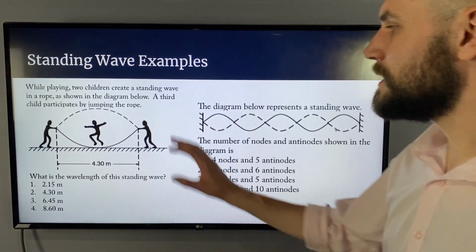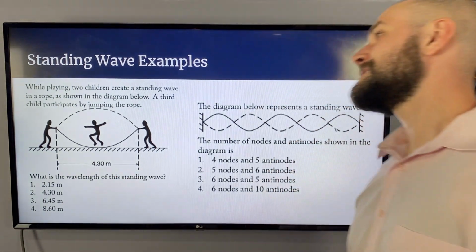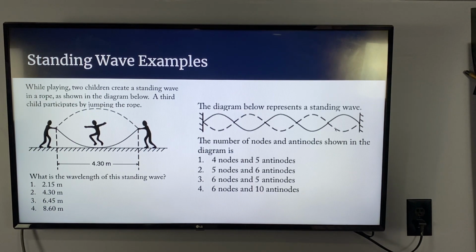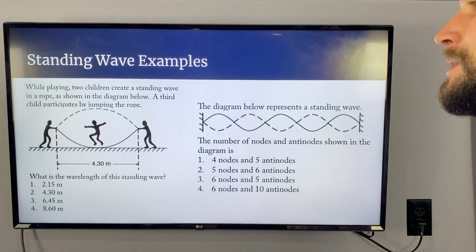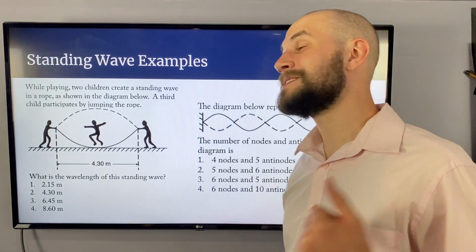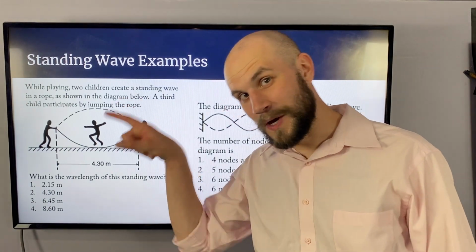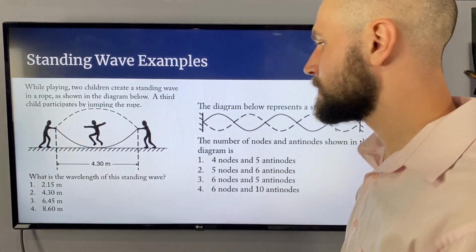We have 2 examples here, one on the left, one on the right. The one on the left says, while playing, 2 children create a standing wave in a rope, as shown in the diagram below. A third child participates by jumping the rope. Jump rope is an example of a standing wave. There, it's what we call a torsional wave, because the wave goes around in a circle. It's a standing wave nonetheless.